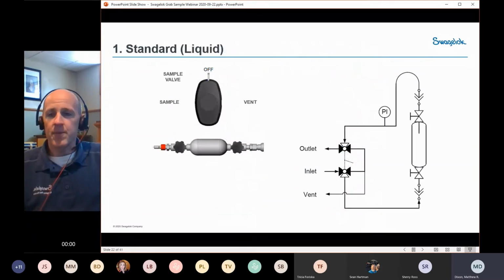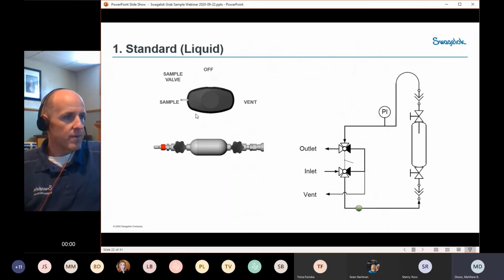Let's take a look at a standard panel here. So this one's pretty simple, pretty straightforward. This one's going to be a liquid panel. So again, we're going to fill from the bottom up. And first thing we're going to do is turn our geared valve to the sample position.